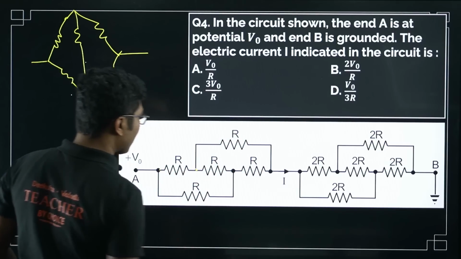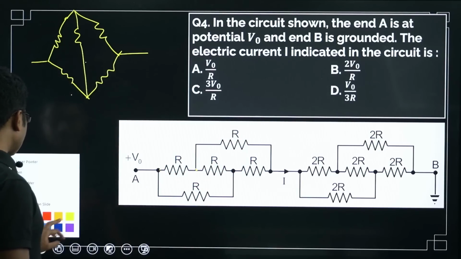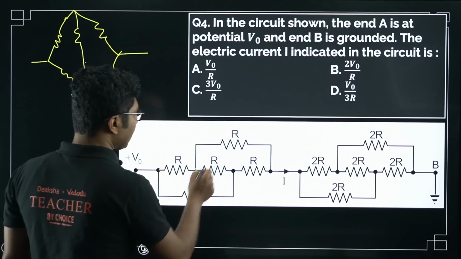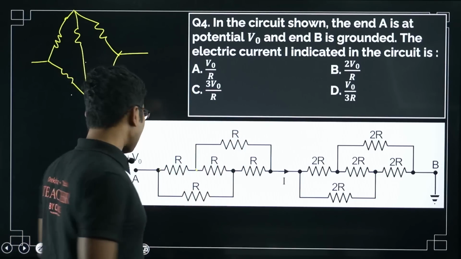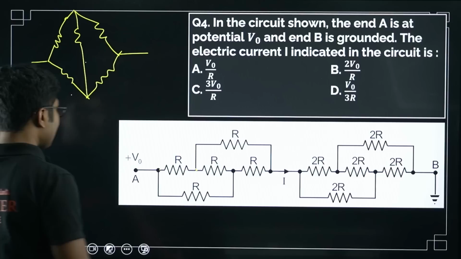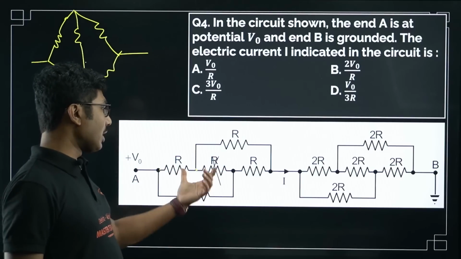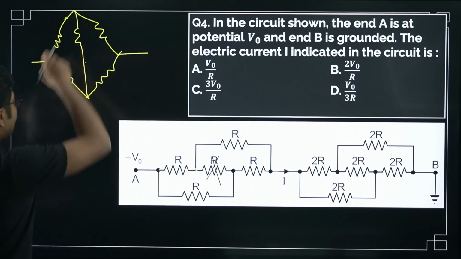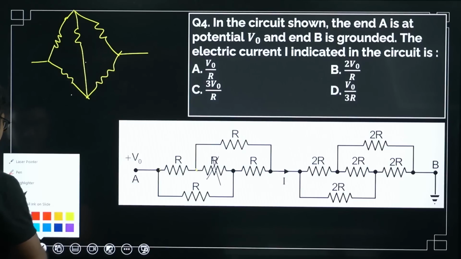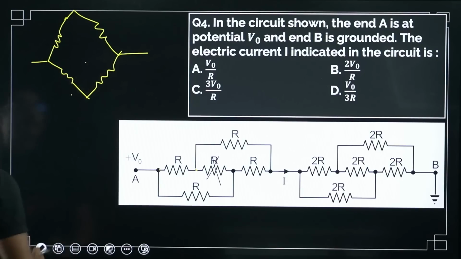These resistances are in combination R by R, and this is also R by R. So R by R means P by Q is equal to R by S. So both of them are in the balanced condition. In the balanced condition of a Wheatstone bridge, we know that no current passes through the central galvanometer, which means you can simply erase it, right?